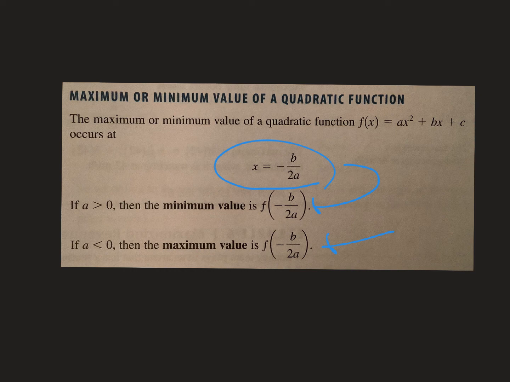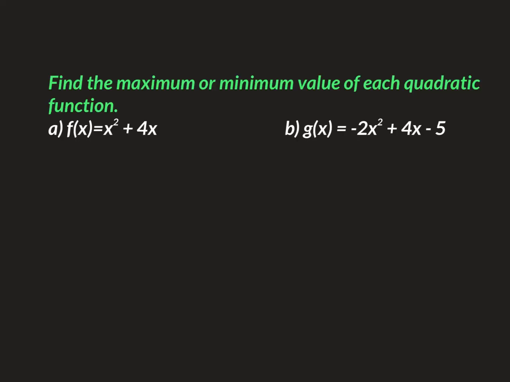You do f of negative b over 2a, which means you're going to plug whatever you get for x back into your equation or your function and see what you get for y. Remember, y is the value you want. Okay, a couple of them here. Find the maximum value of each quadratic.